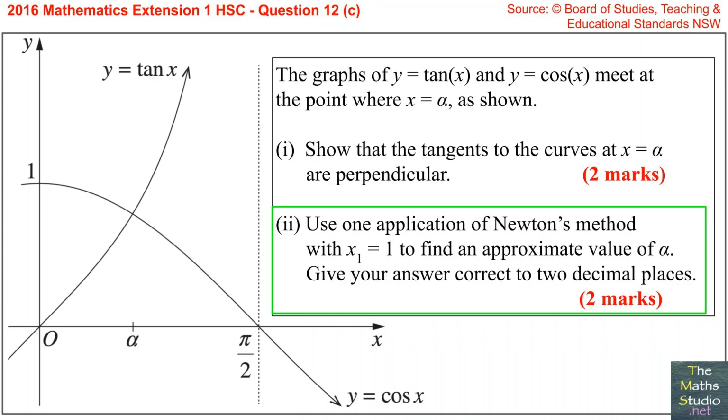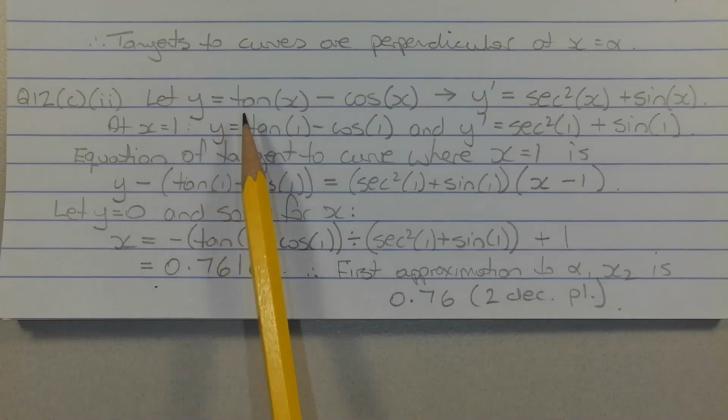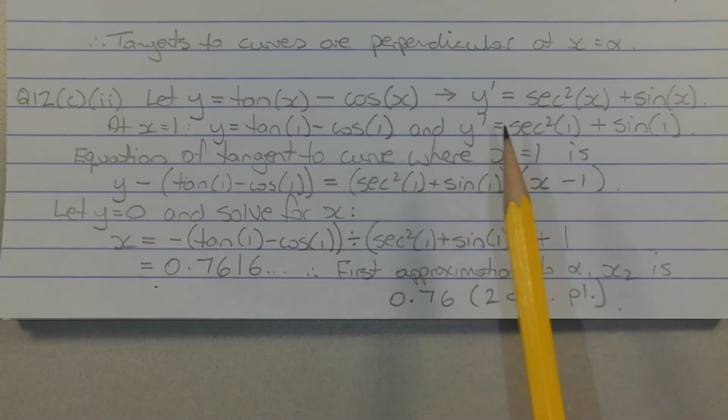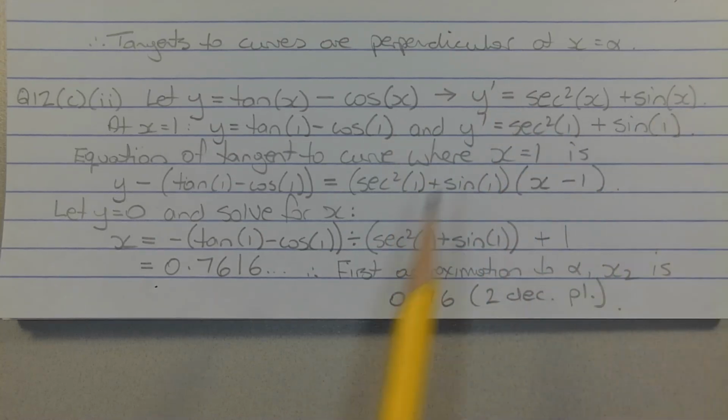Part 2. Use one application of Newton's method with x1 equals 1 to find an approximate value of alpha. Give your answer correct to 2 decimal places. Let y equal tan x minus cos x. Then the gradient function y dash is equal to sec squared x plus sine x. Don't forget that the gradient function gives us the gradient of the tangent to any point on that curve.